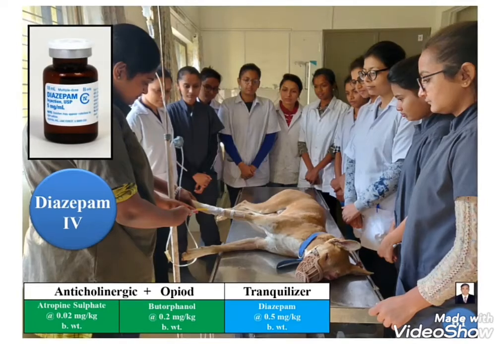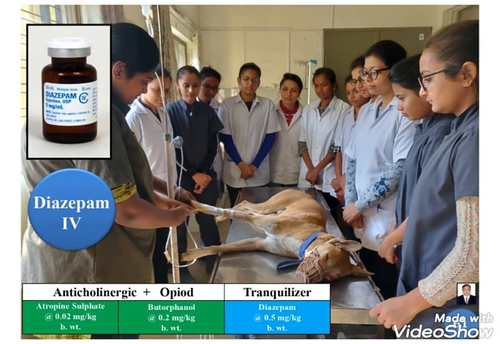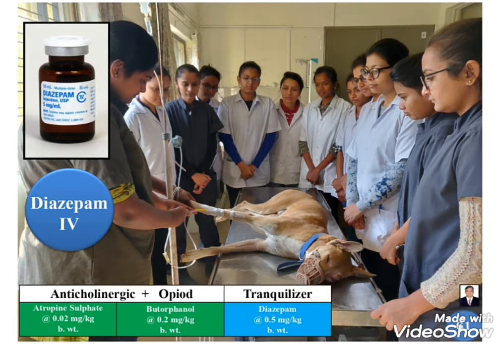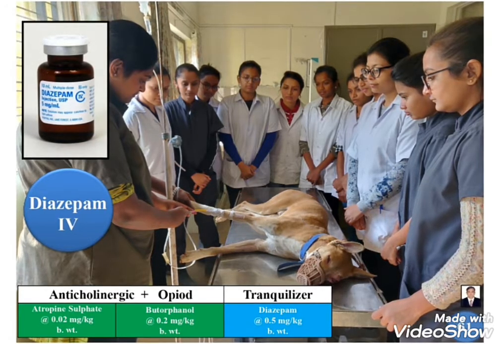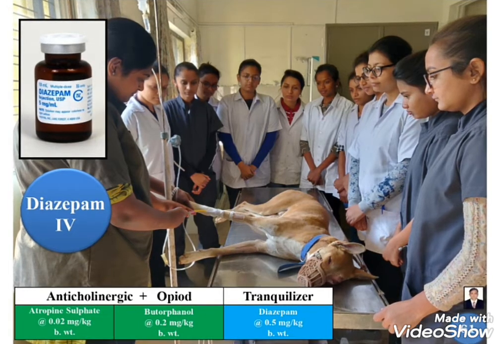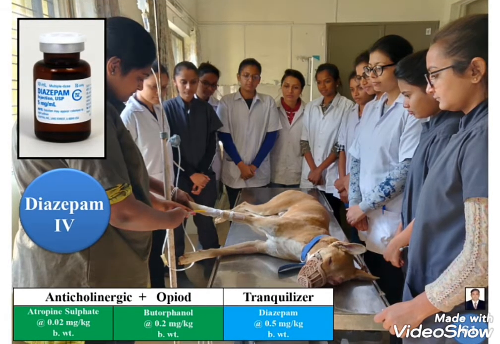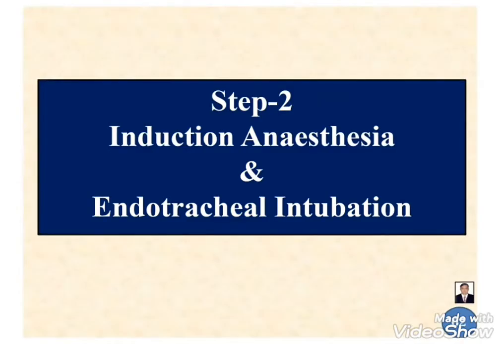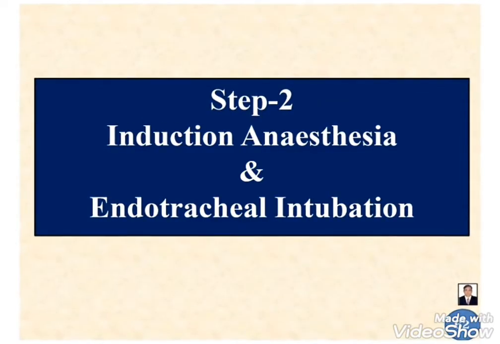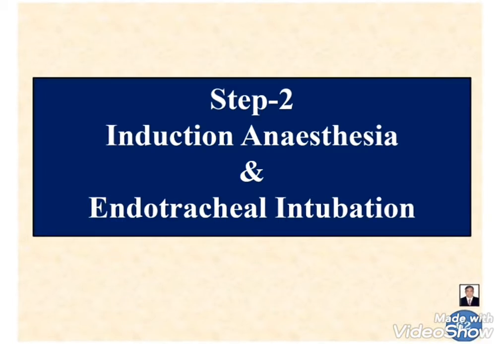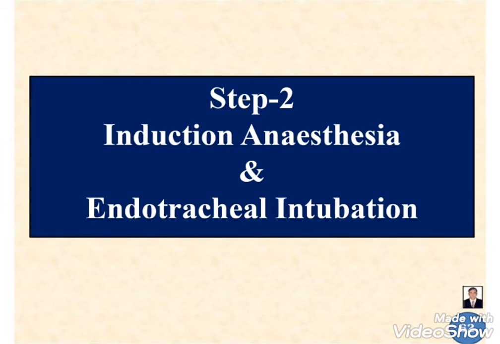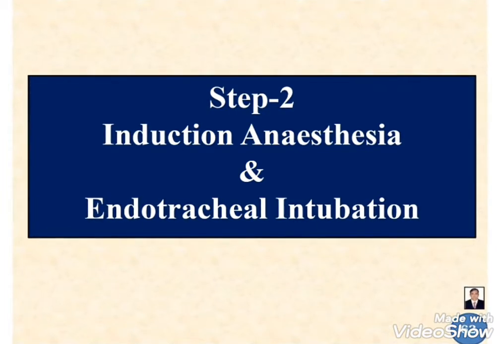So after the 15 minutes, without any disturbance, apply the catheter, fixation of the intravenous catheter, and through this intravenous catheter, diazepam can be administered at the dose rate of 0.5 mg per kg body weight intravenously. After reaching the desired level of sedation, start the next step of anesthesia: induce short acting induction anesthesia through intravenous and perform the endotracheal intubation.